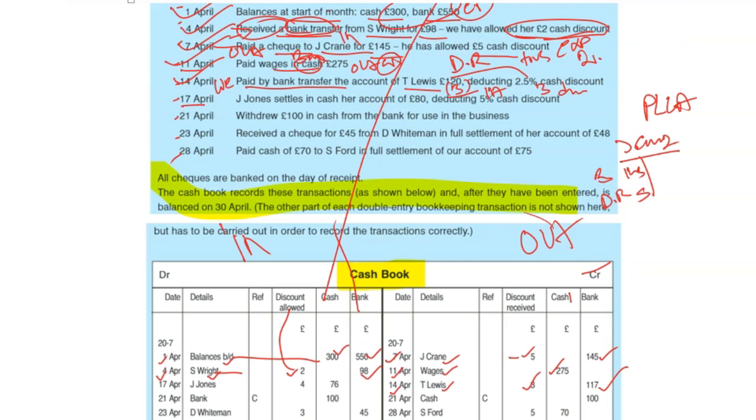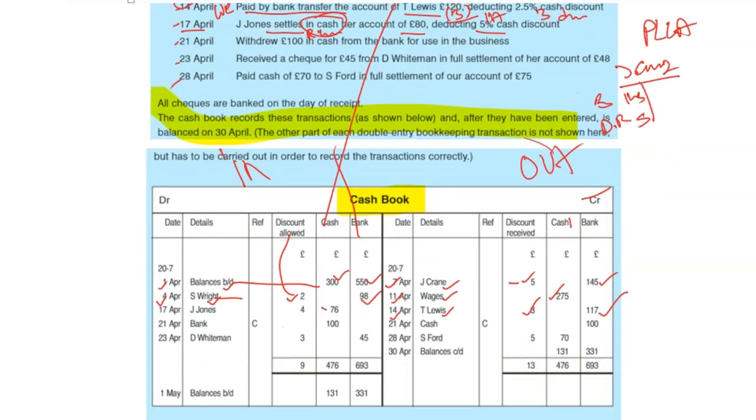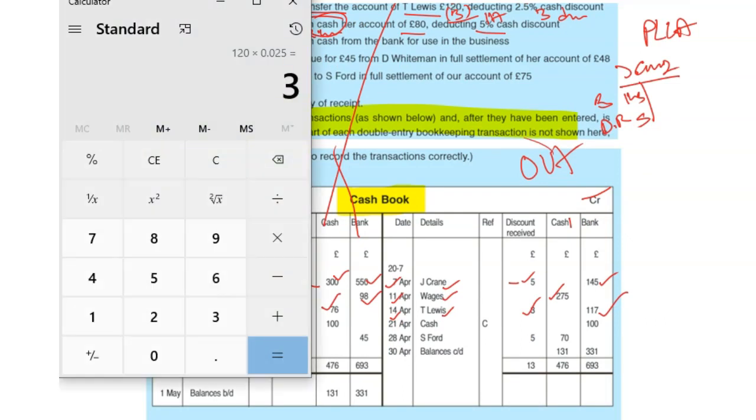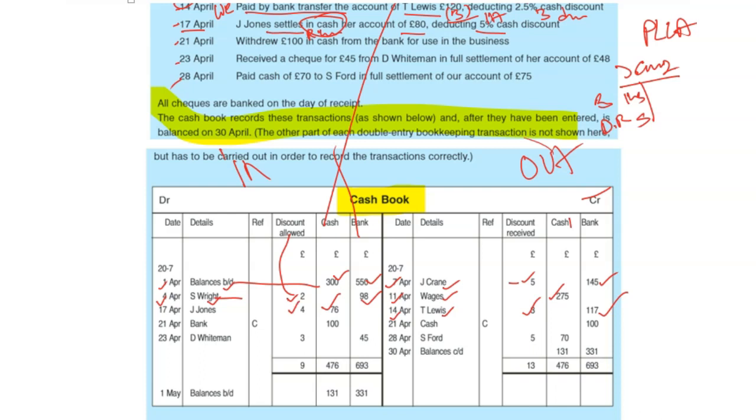Next one, 17th of April. J. Jones settles in cash her account of 80, deducting 5% cash discount. J. Jones settles means she has paid us. We received money, so that means on the debit side, and in cash. It is being said in cash, not bank. So on the debit side, 76. Why 76? Let's do some work again. 80 times 5%. Yeah, £4. That is your discount we allowed, and we received £76. J. Jones, 17 is done.